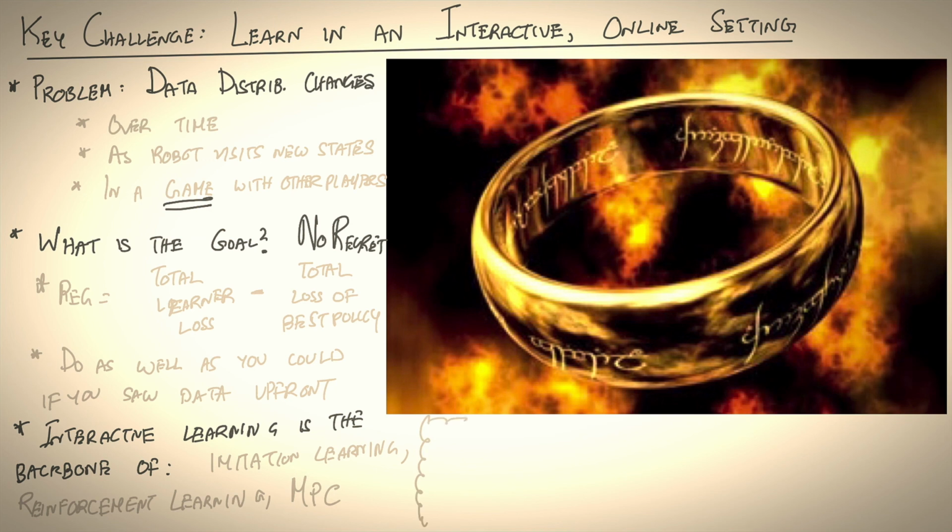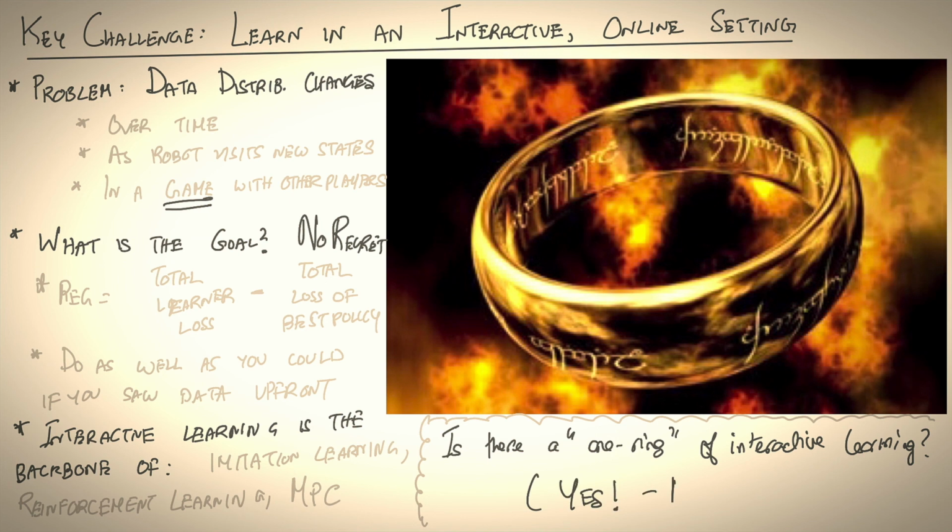We leave you with an open question, which is: is there truly a one ring of interactive learning? Is there one algorithm to bring them all and in darkness bind them? The answer is yes. It's called mirror descent, and we will dedicate an entire lecture to talking about mirror descent in the near future. Till next time.